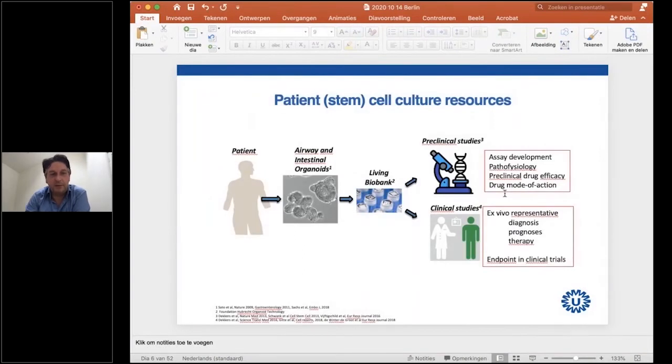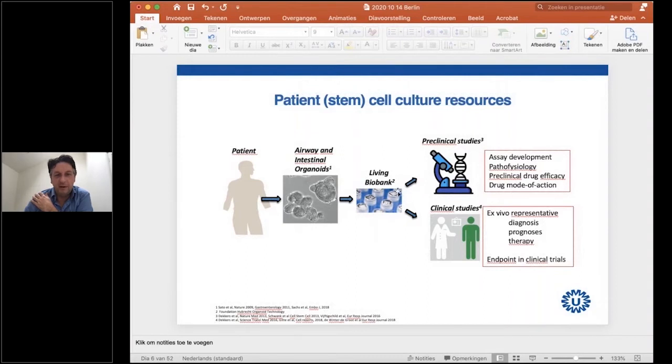So in our lab, we try to study this with patient stem cell culture. This is just a general workflow which we have in the lab. We have a large clinical center which we are associated with in Utrecht. We have about 500 patients, I think, in our total center. We generate a lot of organoid-based tissues. These are 3D culture systems, either from the airways or from the intestine.